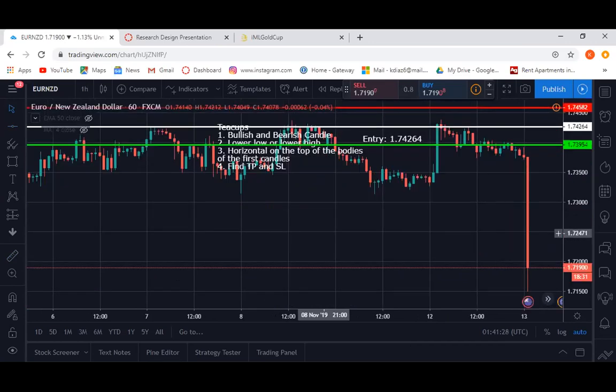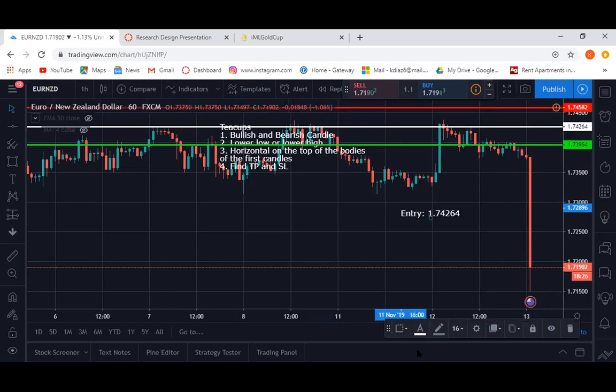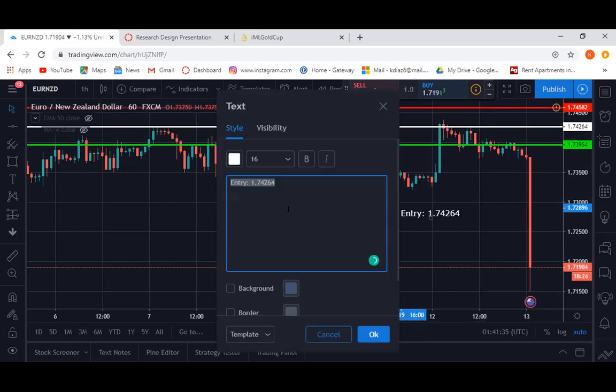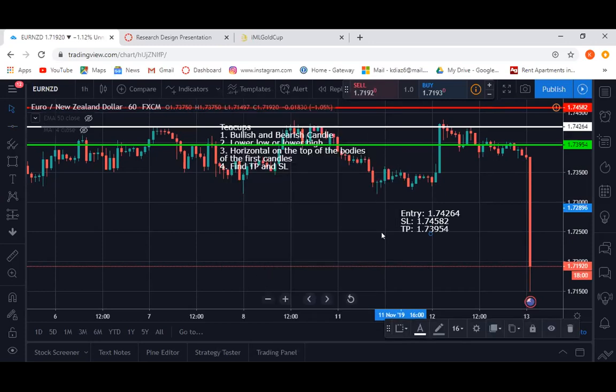Okay. So for this, let me just edit this again. If I'm looking at the red line, that number is attached to another number. It's going to be 1.74582. And then for the take profit, the green line is attached to a number, and that number would be 1.73954. So that's how I get all of that.